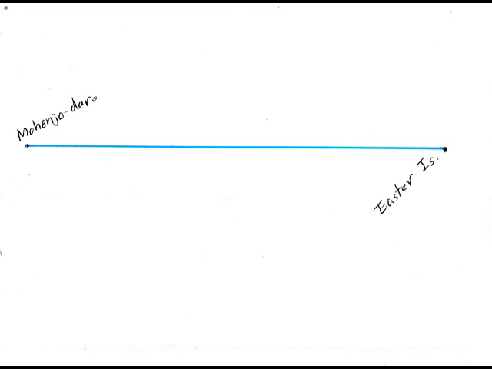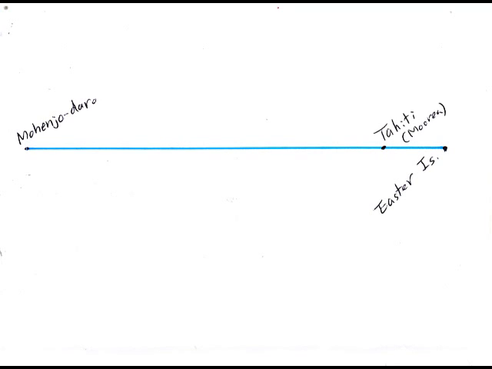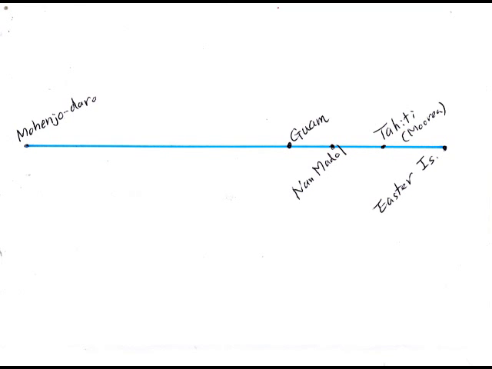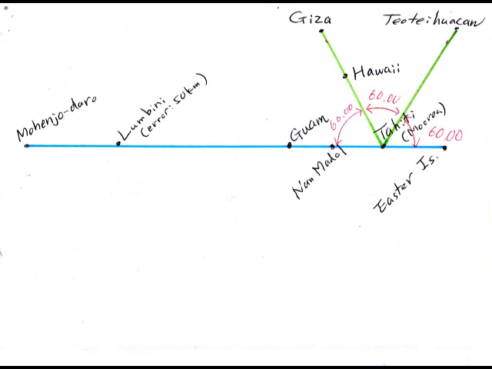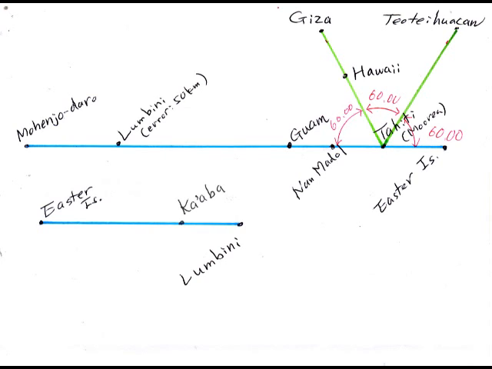And Mohenjo-daro is here, Easter Island is here, and Tahiti, Moorea Island, which is one of the most mysterious islands in the Pacific Ocean, and Pohnpei Island, Guam, Lumbini, Mohenjo-daro are aligned in this way. A small error in Lumbini, but nearly on the same line, and at the angle of 60.0 degrees, the line will take you to Giza, and also at 60.0 degrees, the line will take you to Teotihuacan. So Moorea Island in Tahiti is a very, very important man-constructed or man-arranged island in the Pacific Ocean.